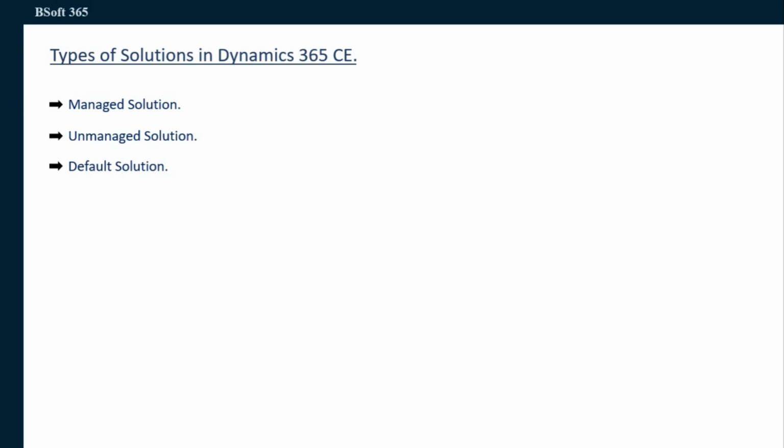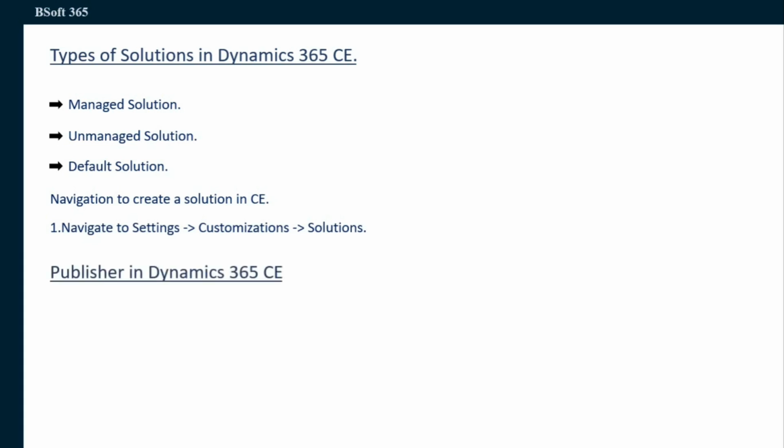And if we talk about the default solution, it is the solution which is available by default whenever we create a CRM organization. The default solution cannot be exported as managed, but it can be exported as unmanaged. So these are the types of solutions we have. The navigation to create a solution in Dynamics CRM, like Customer Engagement, is to go to Settings, Customizations, and Solutions. From there you can create the solutions.